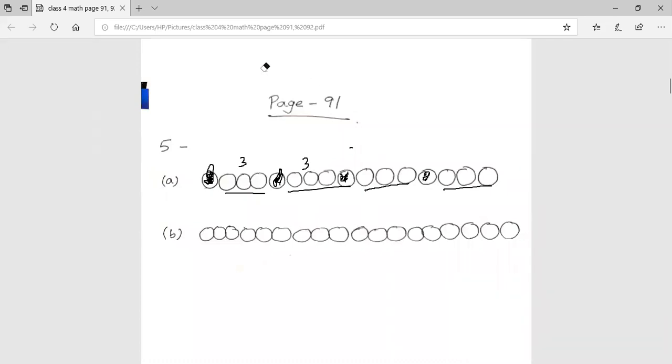Next question is, in every 3 beads, 1 white. So if you check every 3 beads, this should be white, and the other 2 can be any other colors you want to give. If I take 3 beads, one should be white and the others other colors. Here, 3 beads. This is white and the other 2 black. And here also, this one is white, and these 2 should be black.